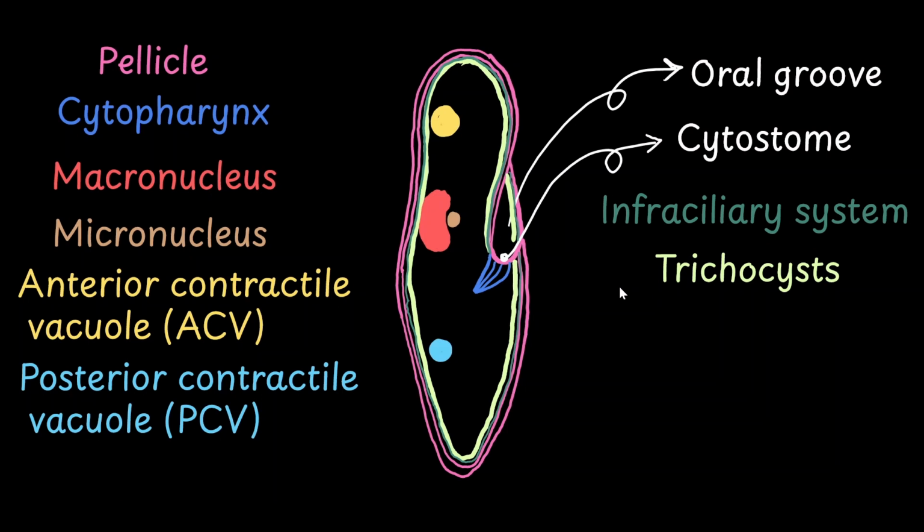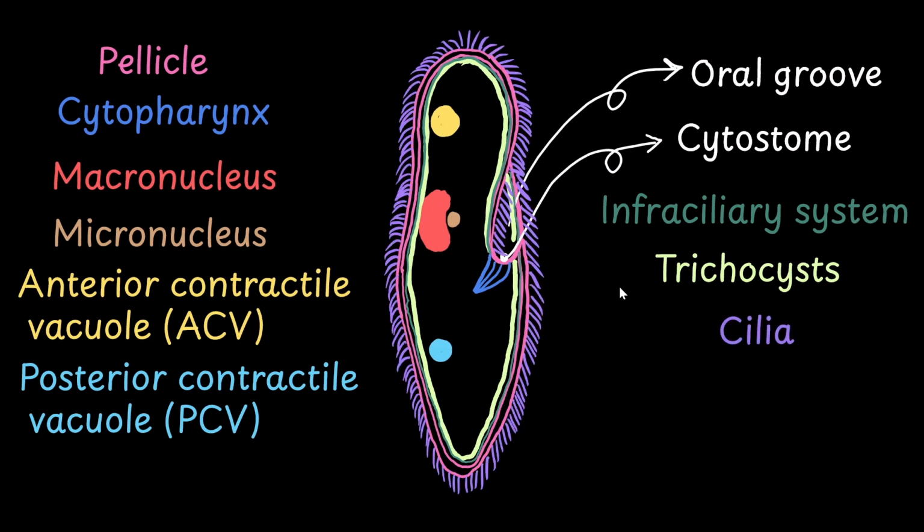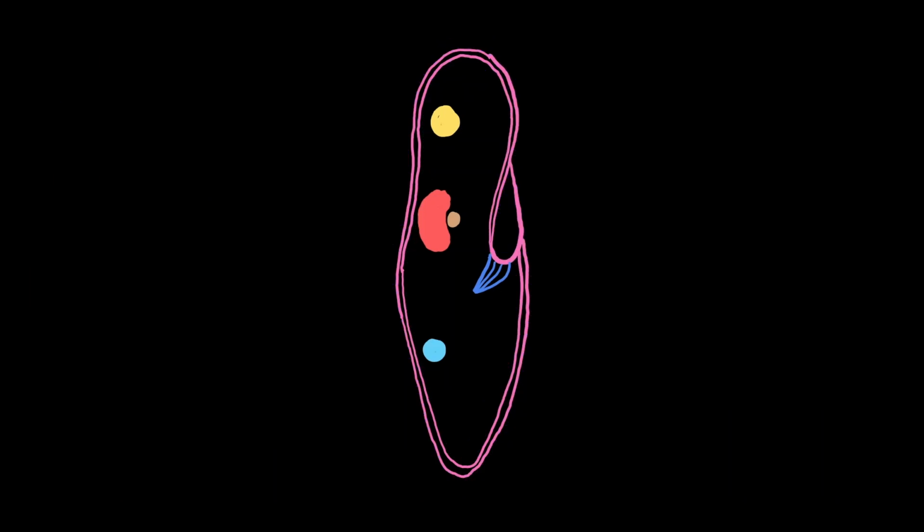Above the infraciliary system, we have the cilia. They extend from within the body of the paramecium to the outside. Cilia are useful for locomotion. Transverse binary fission occurs only when the conditions are favorable.